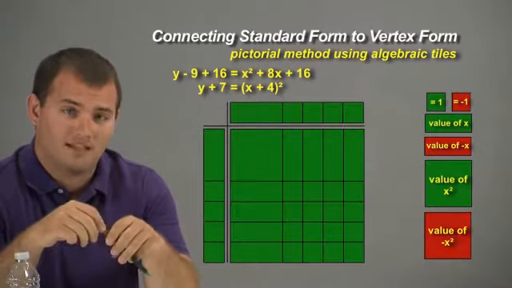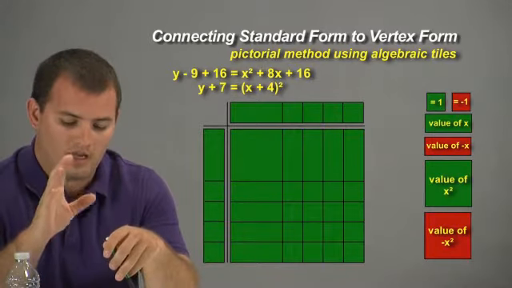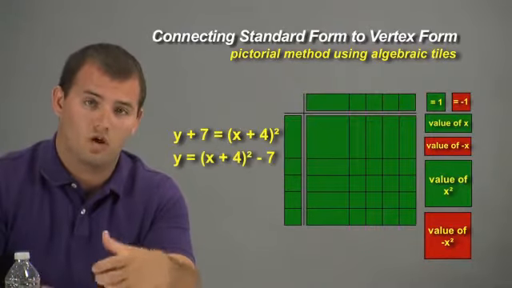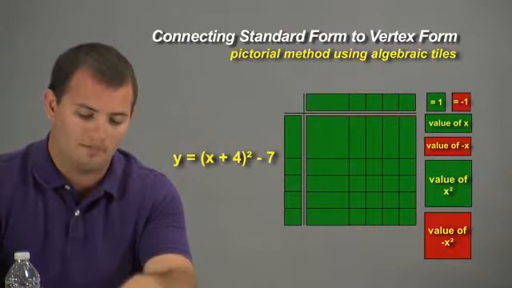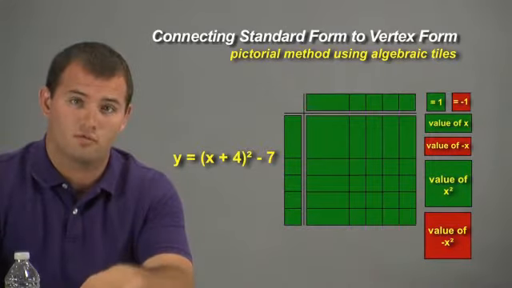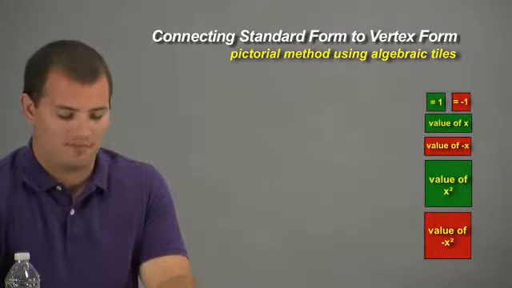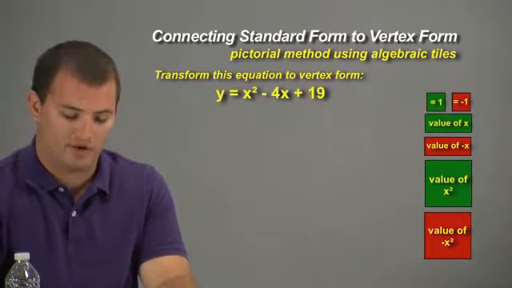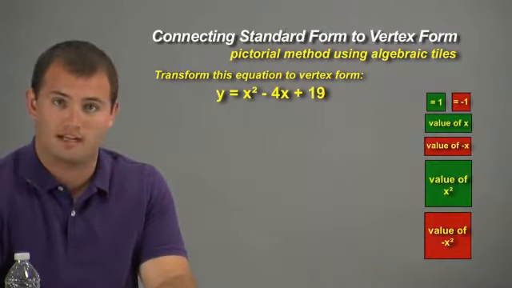Now, again, back to the algebra, we want to simplify it so that it's y equals something. Here's our finished equation. y is equal to the quantity x plus 4 squared minus 7. We have now accomplished transforming an equation from standard form to vertex form. Let's work another example. Transform this equation to vertex form. y is equal to x squared minus 4x plus 19.